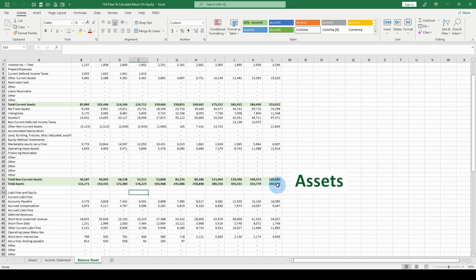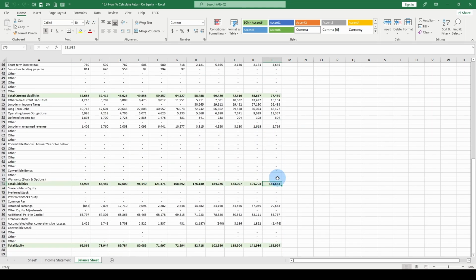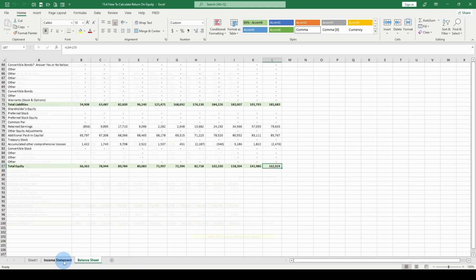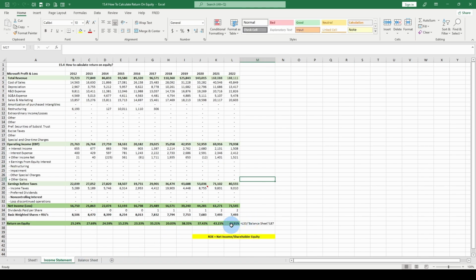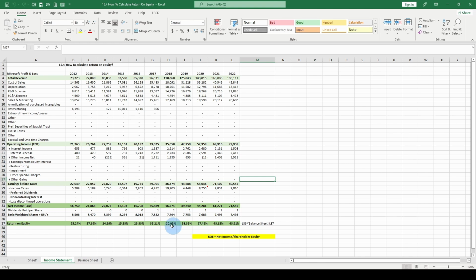Just total assets of 344 billion, total liabilities of 181 billion. You take 344 minus 181, and that's shareholder equity, whatever's left over in the kitty, 162 billion. You go back to the income statement, you take net income, 71 billion, divide that by 162 billion, and that's return on equity.